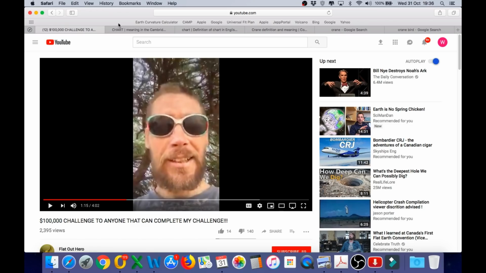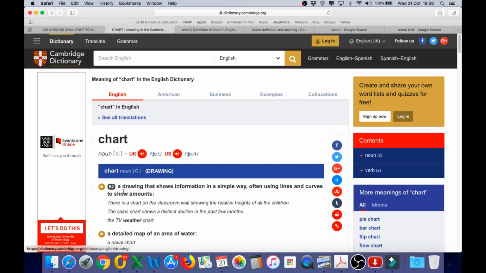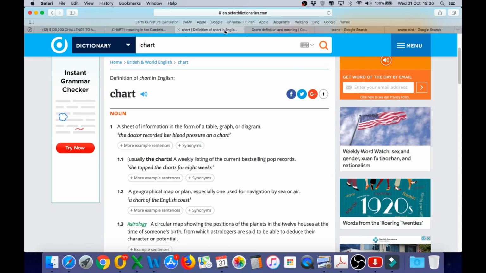And if we have a look at the definition of chart, it can mean a drawing that shows information in a simple way, often using lines and curves to show amounts. It can also mean a detailed map of an area of water. If we look at it in the Oxford Dictionary, a chart: a sheet of information in the form of a table, graph or diagram, and the definition down here, a geographical map or plan, especially one used for navigation by sea or air.